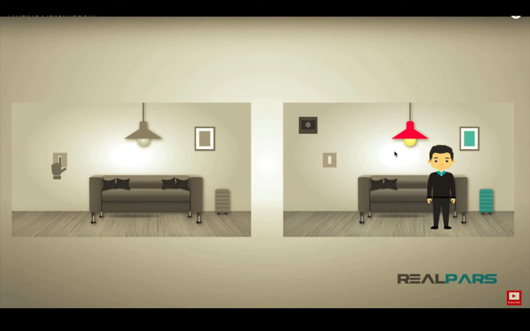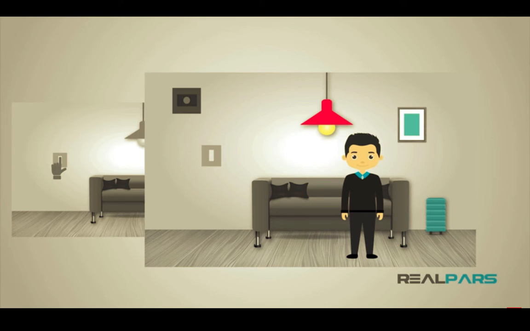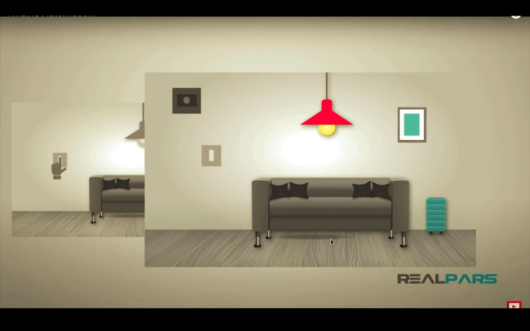In this method, the process is automatic and therefore it is convenient. Why convenient? Because the light is turned on only when there is a person in the room. So it will save electricity and therefore it will be very cost effective. So this is the main purpose of automation.